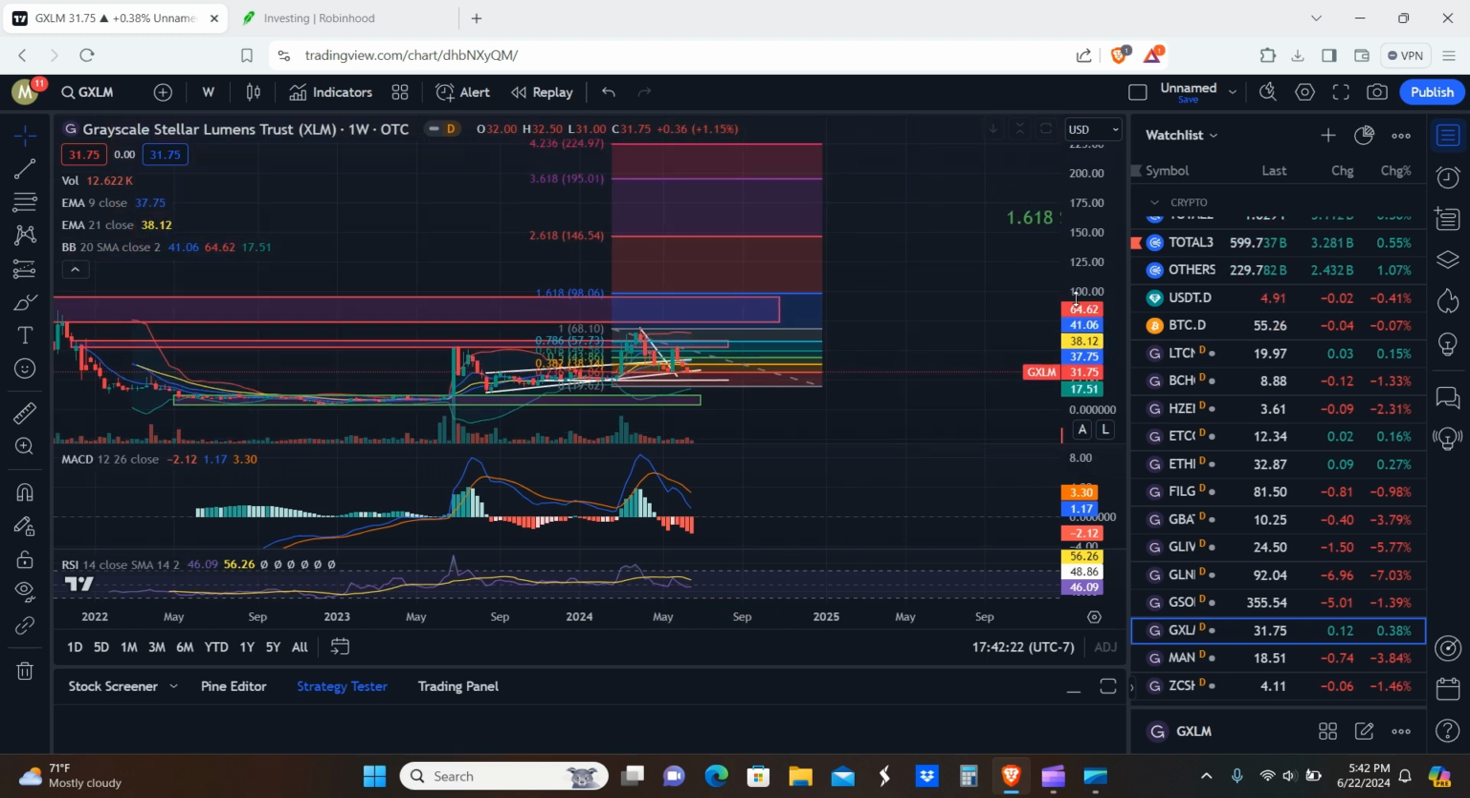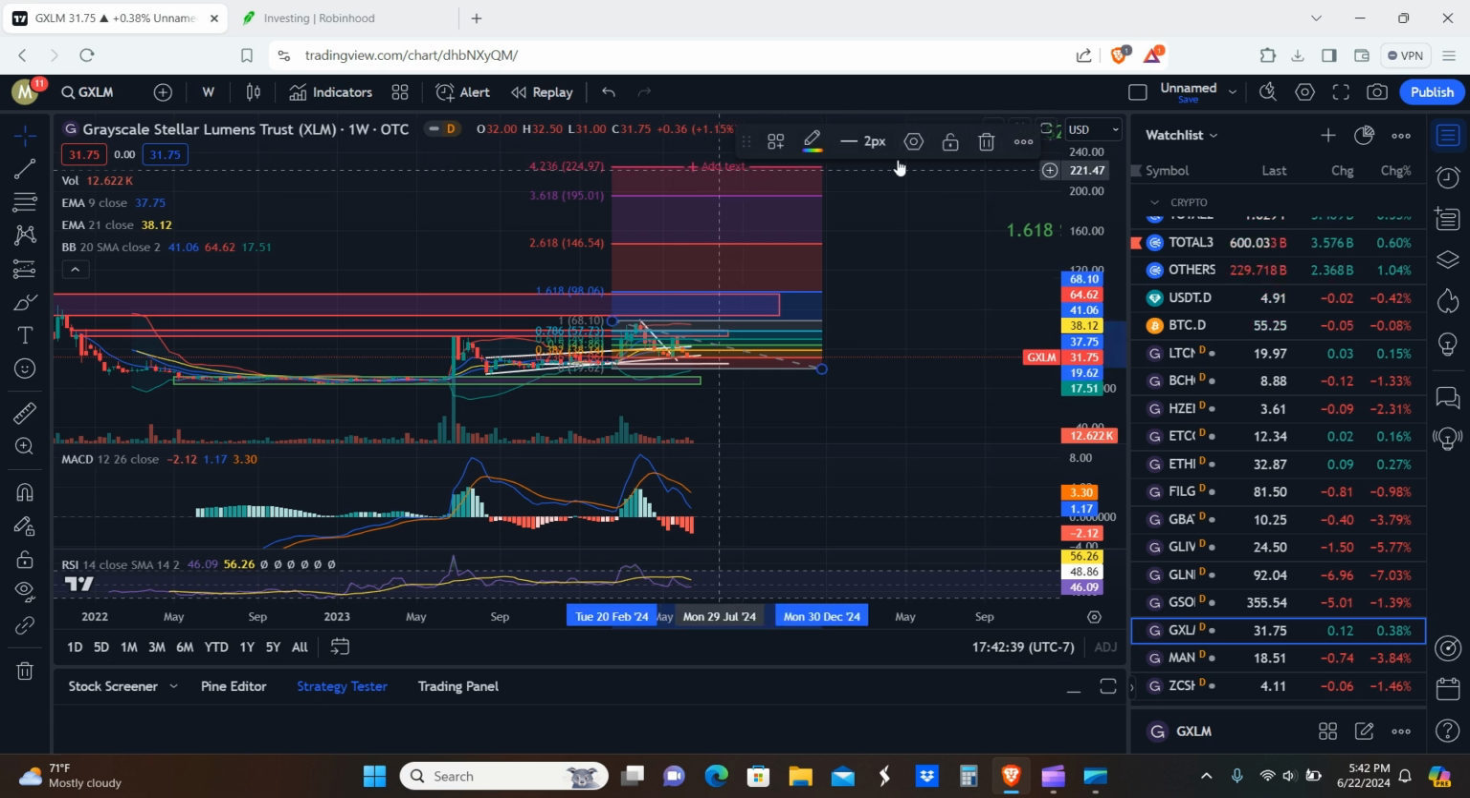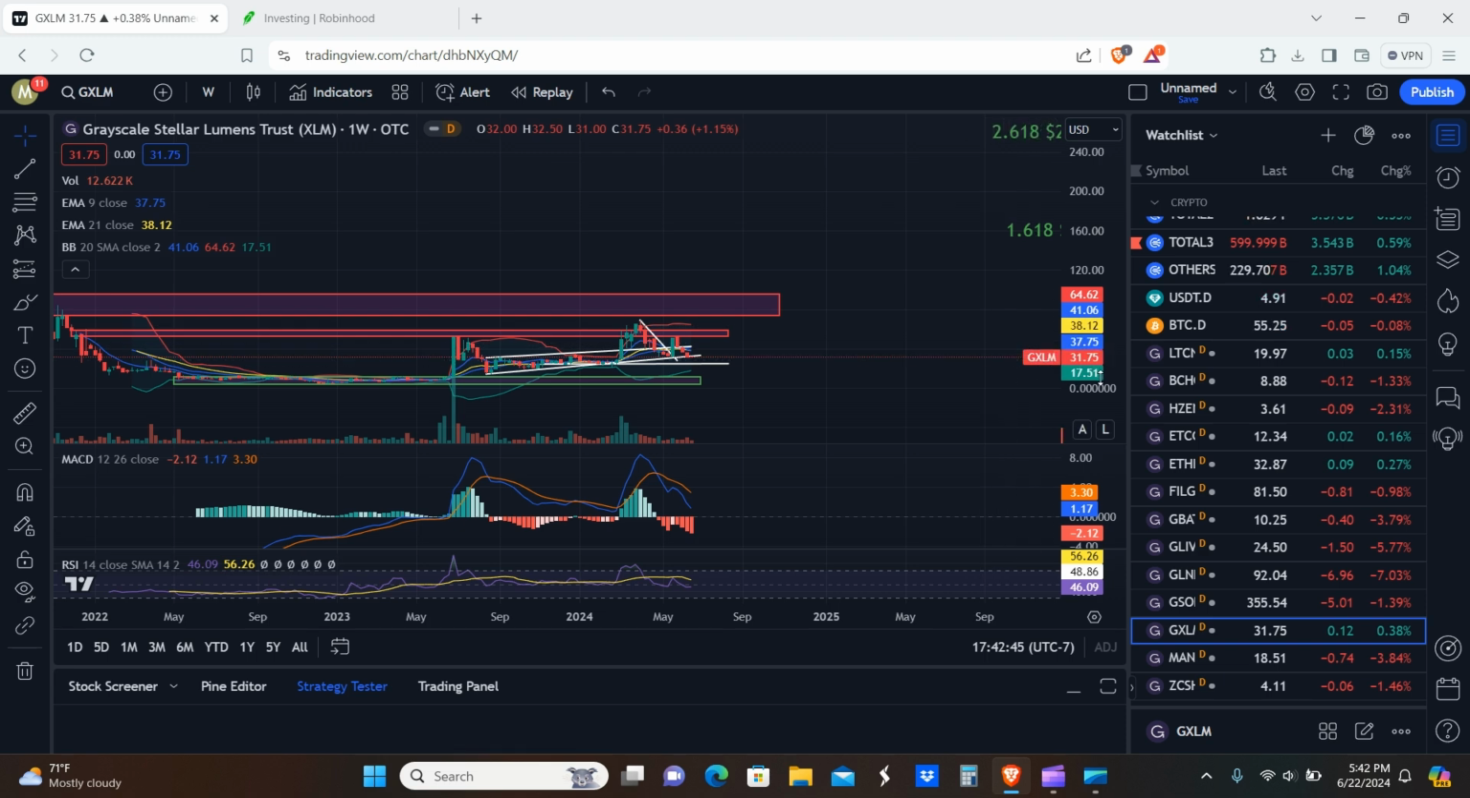So in terms of swing lows, let's say it gets down to the $20 level. If that's what turns out to happen, your 1.618 is going to be about $98. Again, that's kind of at the top of this resistance. 2.618, 147, 3.618, 195, and 4.236, roughly about $225. So the Fibonacci high up here would be roughly about a 7x. 7x is still pretty good.